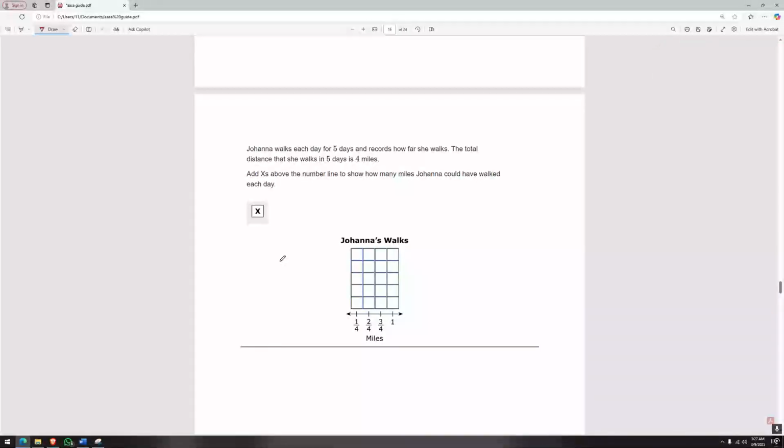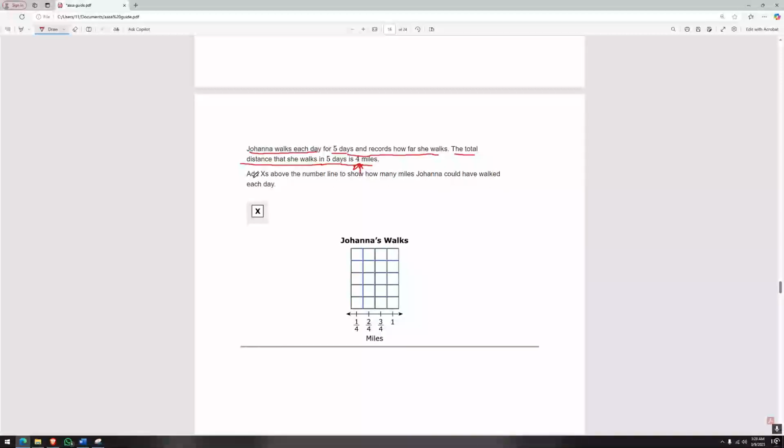Okay, look. This is telling you, Joanna walks each day for 5 days. O sea, ella caminó 5 días. And we need to record how far she walked. Necesitamos básicamente escribir qué tan lejos llegó en esos días. Dice, the total distance that she walked in 5 days is 4 miles. A ver, dice que tenemos que básicamente saber cuánto, basically to know how many she walked per day.